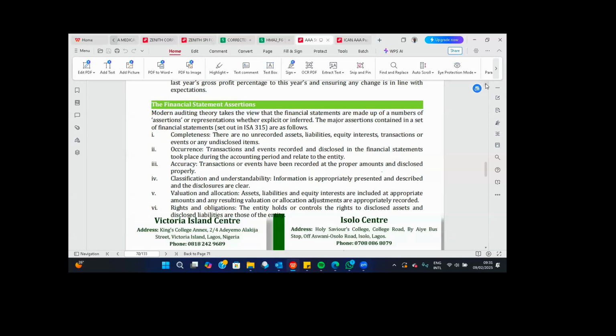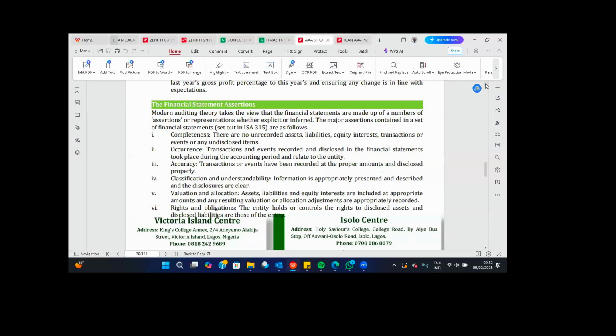IAS 16 that talks about property plant and equipment states that all the costs incidental to putting that asset to use must be factored in when you are deriving the value or the cost of that asset. So that means that the cost of logistics, transportation, commissioning, servicing, everything must be added together to arrive at the total cost of the asset. So that's what we mean by completeness.